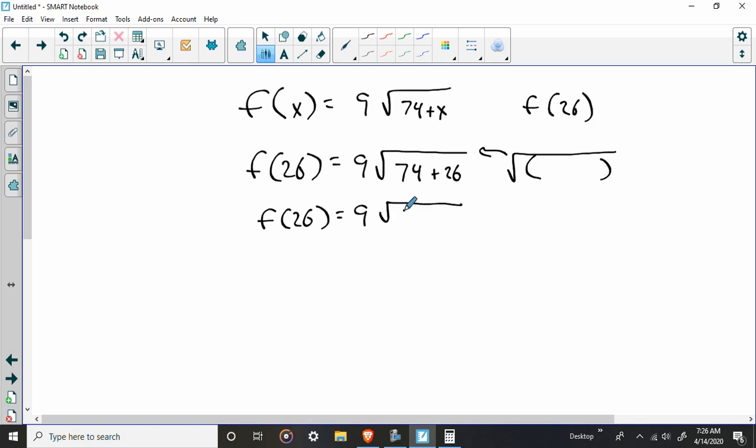9 times the square root of 100. So that would be, the square root of 100 is 10, and 9 times 10 is going to be 90. So f of 26 is going to be 90, right? When we get to radical functions, square root functions, we're going to choose nice numbers to put in here so we get out nice answers, because most of what we get will be irrational nonsense.